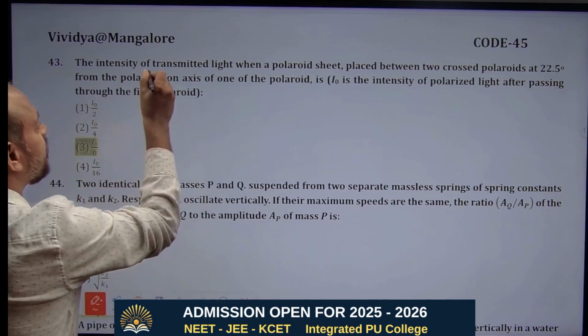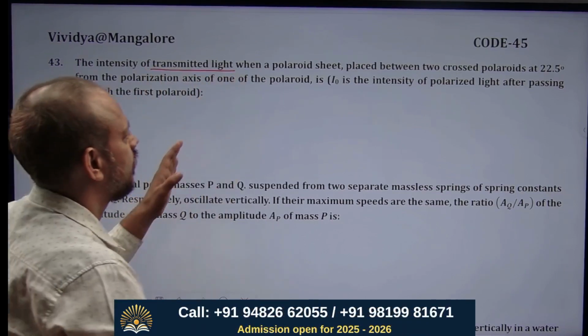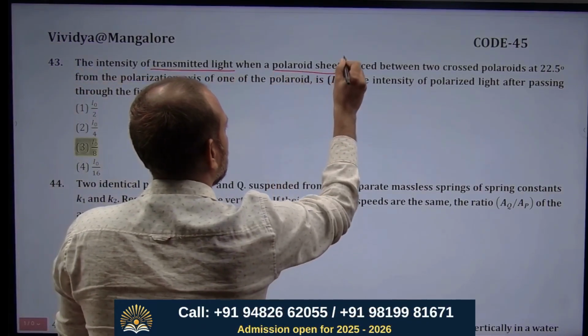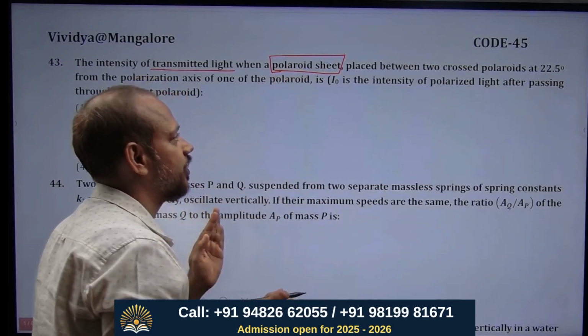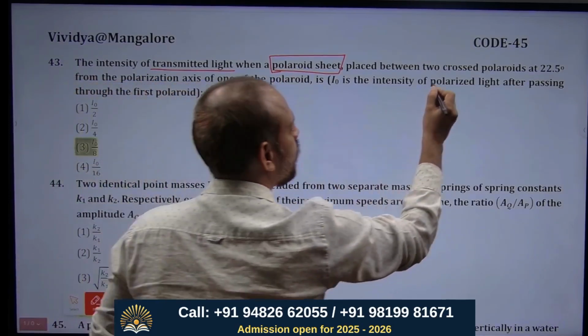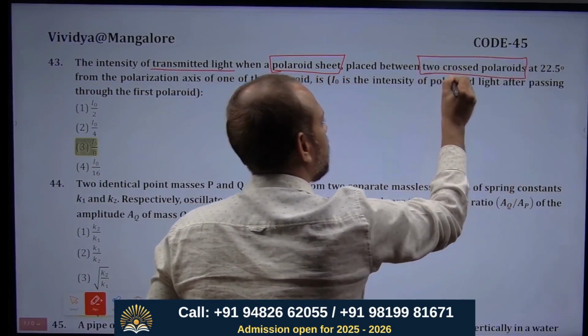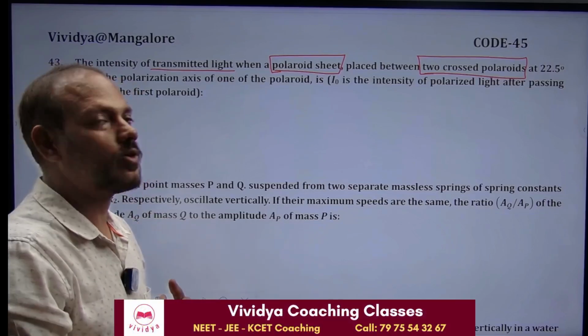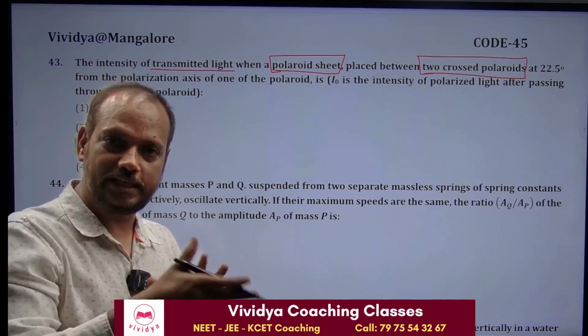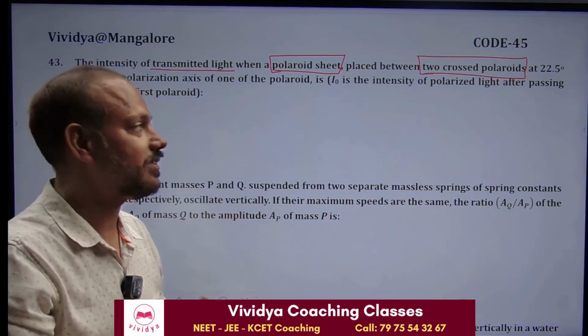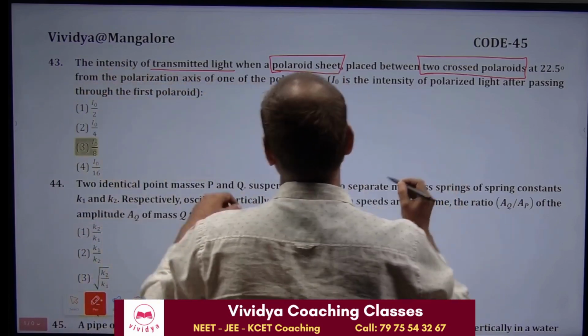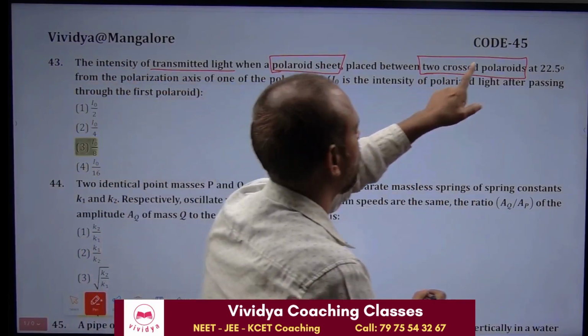The intensity of transmitted light when a Polaroid sheet, okay, so this is a Polaroid sheet we are going to introduce, between two crossed polaroids. So already there are two crossed polaroids in this case. Crossed polaroids are the polaroids whose pass axes are at 90 degrees. Now, what is being given? The Polaroid sheet is placed between two crossed polaroids.